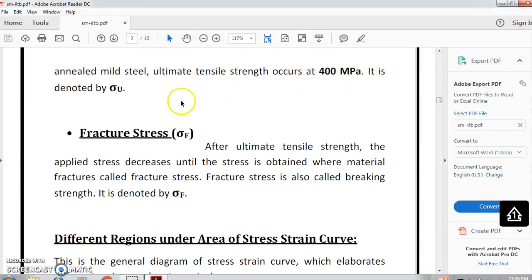It is denoted by sigma U. Generally it is the maximum stress. Where will we observe the maximum stress in the stress strain diagram? That is observed at UTS.